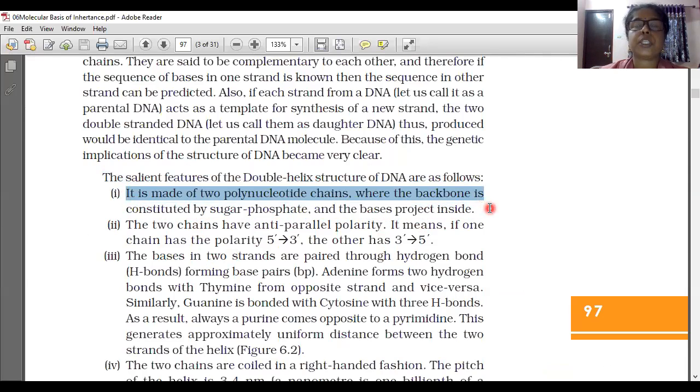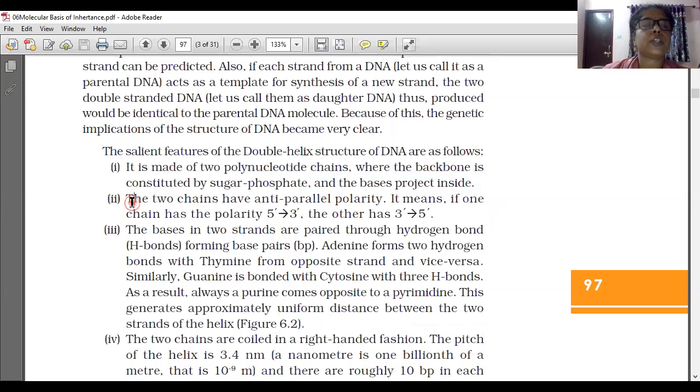Bases project inside. Next one, the two chains have anti-parallel polarity. It means if one chain has the polarity 5' to 3', the other has 3' to 5'.